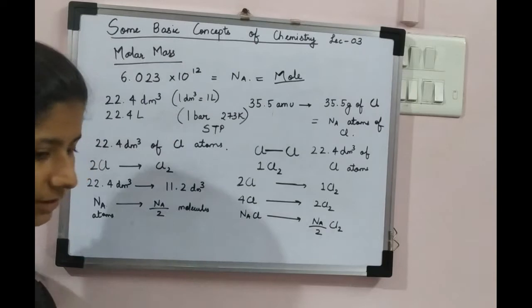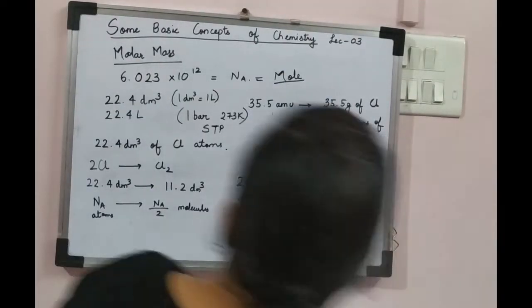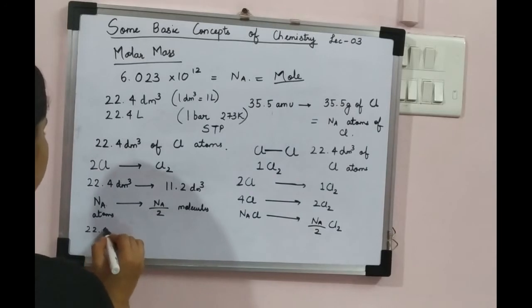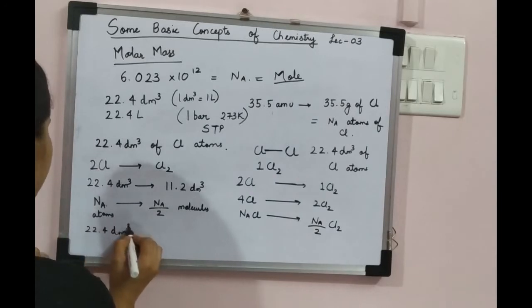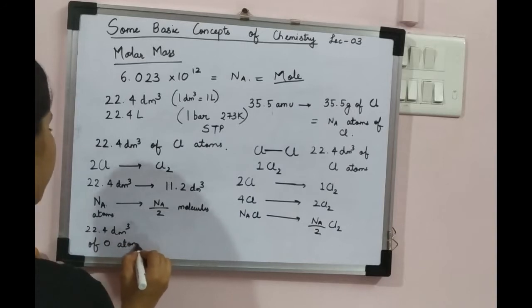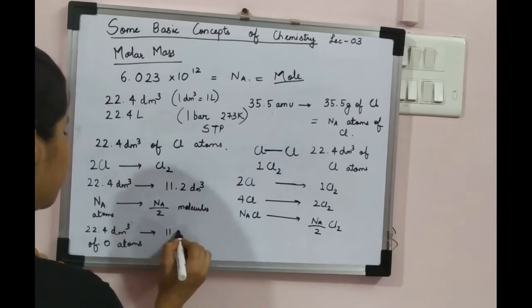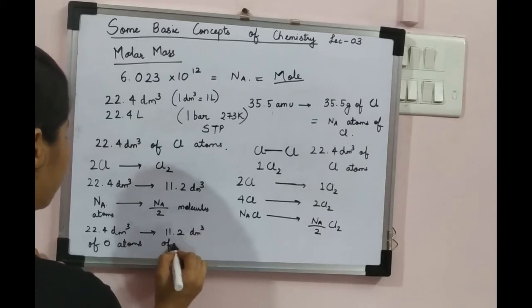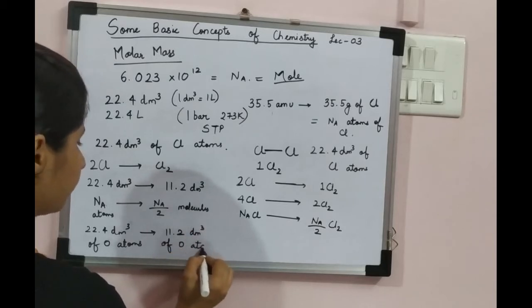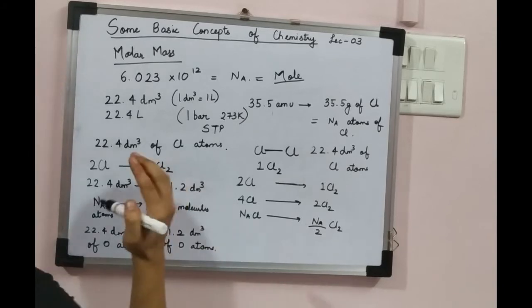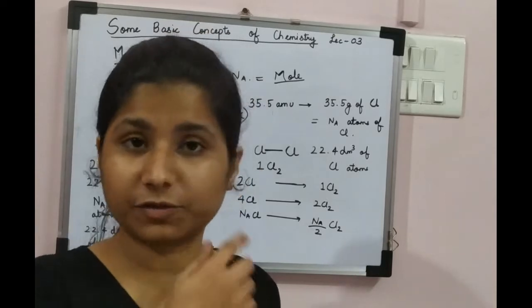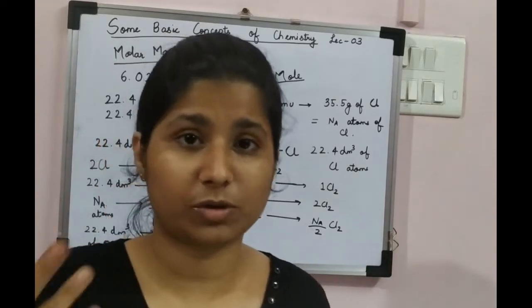Similarly, it will be the case with oxygen also. What would it be? A 22.4 decimeter cube of oxygen atoms will give me 11.2 decimeter cube of oxygen molecules. So this is very important for gases. Generally we can get confused with this, whether it is the number of atoms or molecules.